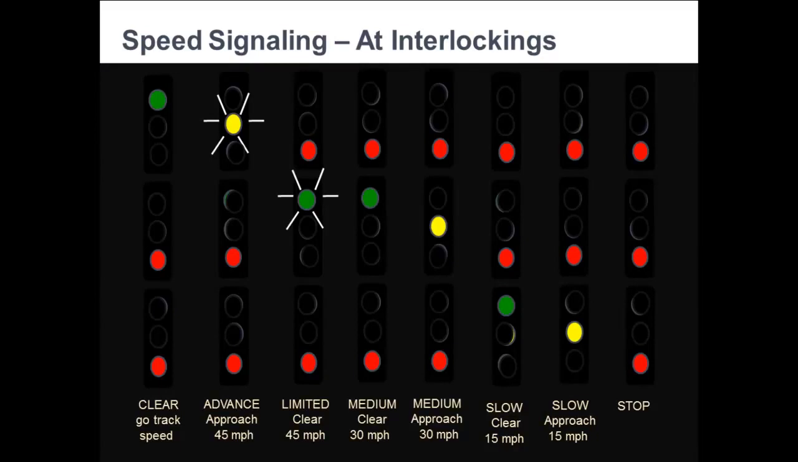So, Dick, how did speed signaling improve on those limitations? Well, for moves through interlockings, the signal aspects themselves convey the speed limits for that particular move. This is a huge improvement because it means that a mix of turnout sizes can be used.